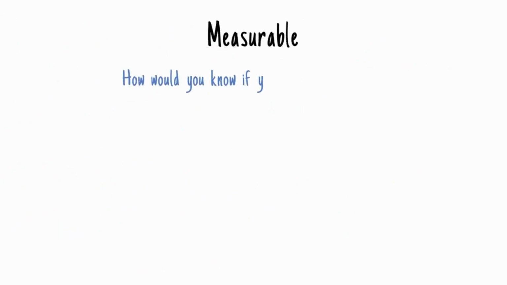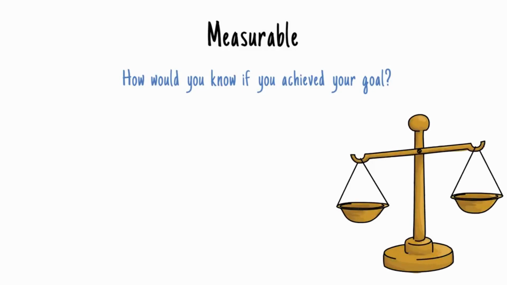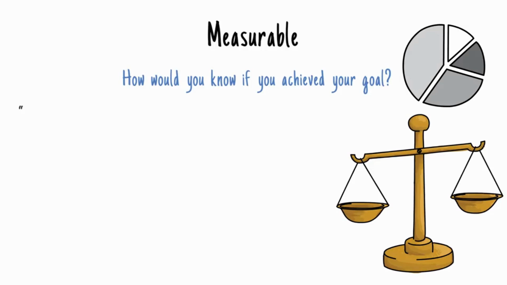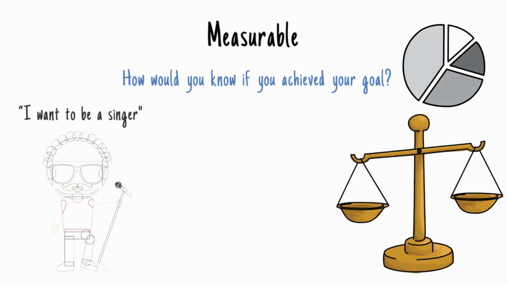Measurable. How would you know if you achieved your goal? Think of ways to measure your progress. Break your larger goals into smaller ones so you can know whenever you accomplish something. I want to be a singer. That's not measurable. What defines a singer?